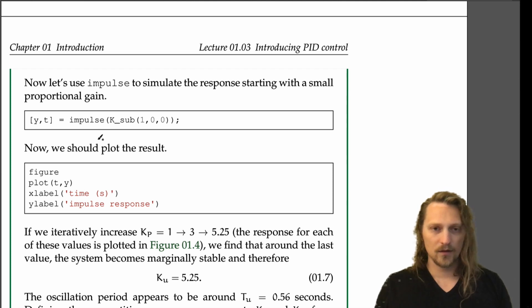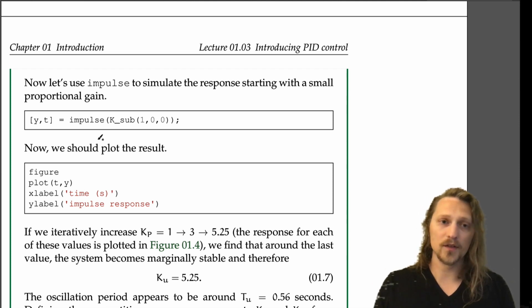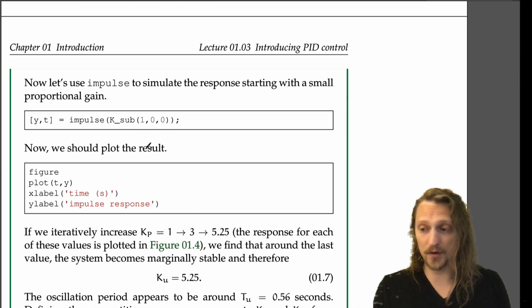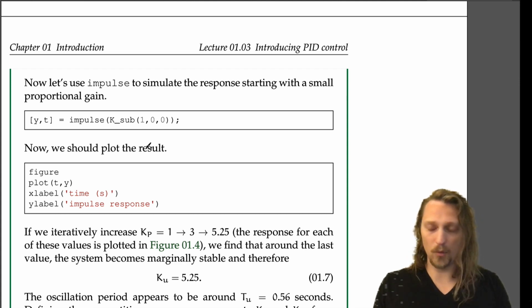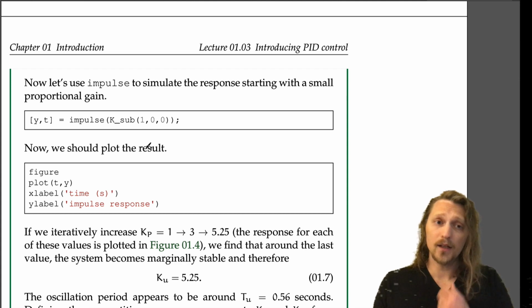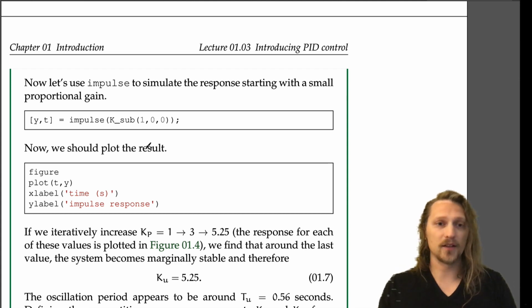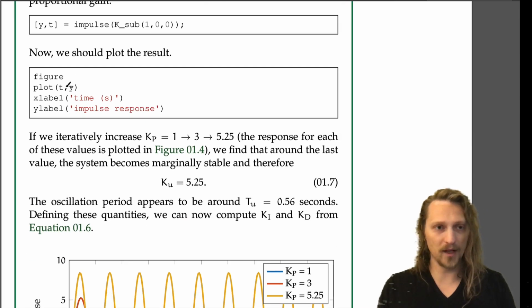So we could use the impulse response, we could use the step response, or the initial condition response to see when these oscillations become steady. So we use the impulse function, we give it a proportional gain of 1. It's possible we'll need to put in a proportional gain less than 1. Starting at 1 is not a magic number, but we'll try it and we'll see what happens. And it turns out, we plot the result.